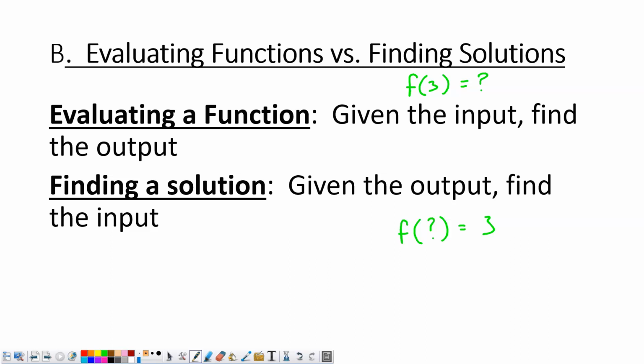By the way, every input should only have one output. So with this input, I should only get one answer. So when you're evaluating a function, you should only get one answer because inputs only have one output, which is what we learned in our last lesson. But when you're working backwards, that's not necessarily true. Outputs are not necessarily associated with one input. So it's possible to get more than one answer.